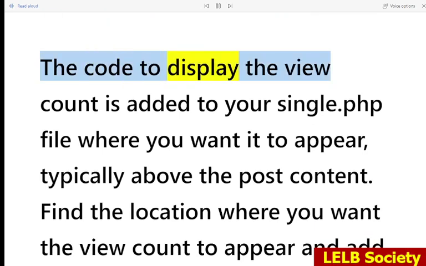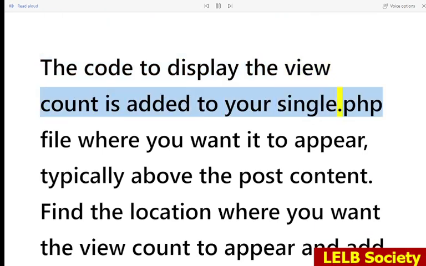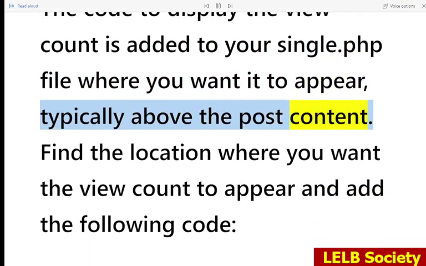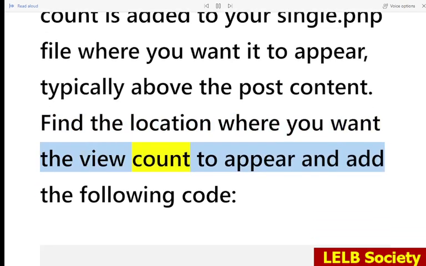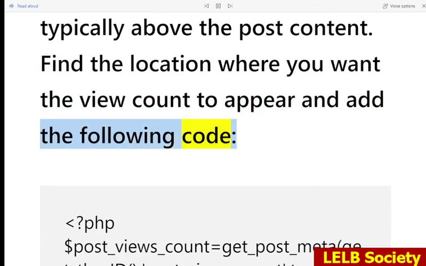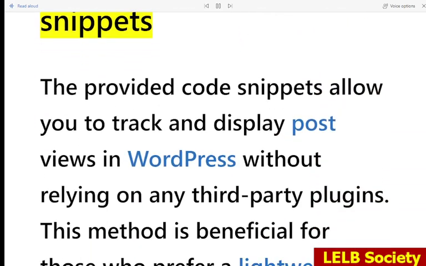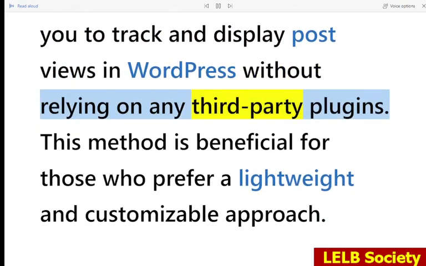The code to display the view count is added to your single.php file where you want it to appear, typically above the post content. Find the location where you want the view count to appear and add the following code. Understanding the code snippets. The provided code snippets allow you to track and display post views in WordPress without relying on any third-party plugins.